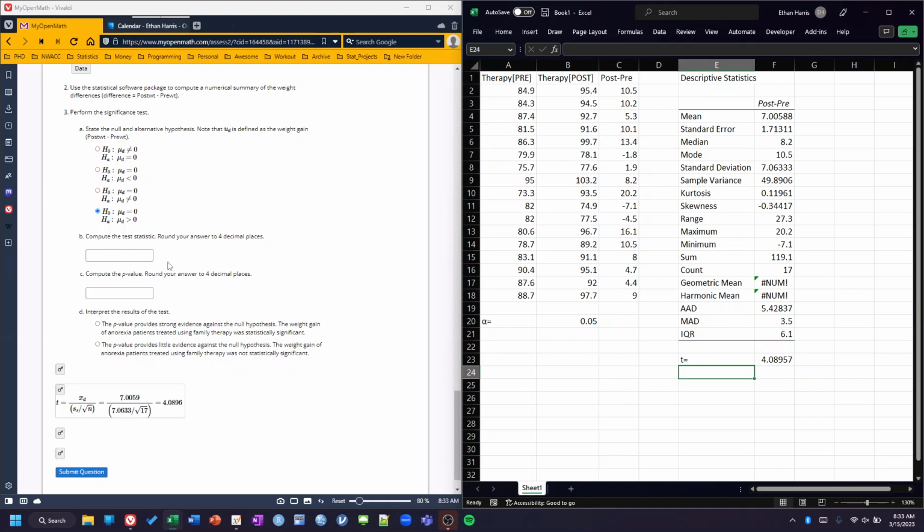So now that we've got our test statistic, we need to compute our p-value. Remember, in order to compute our p-value, we need a little bit of code. So we're going to type in p-value.